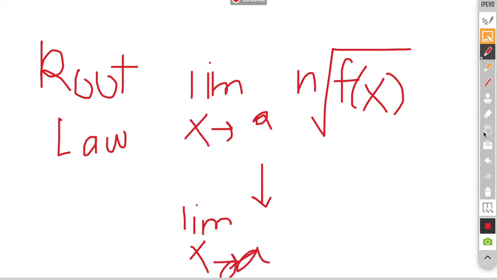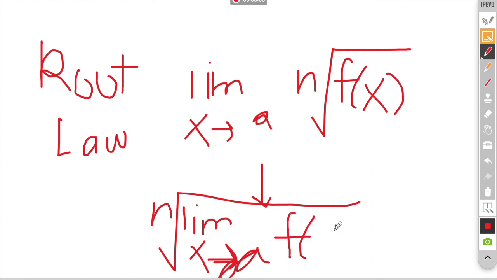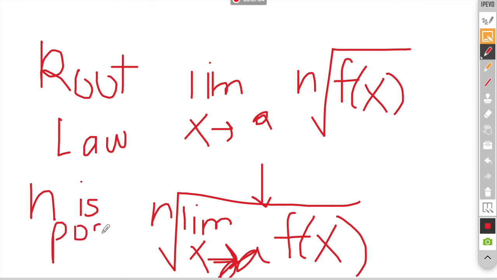Sorry, my mouse is really bad today, but that is an arrow and that's an a. So you can apply it to the whole thing. So it'd be the n on the outside and f of x. And something before I continue going further, for the root law and for the previous power law, n is positive. Okay, it cannot be negative. So it has to be positive.